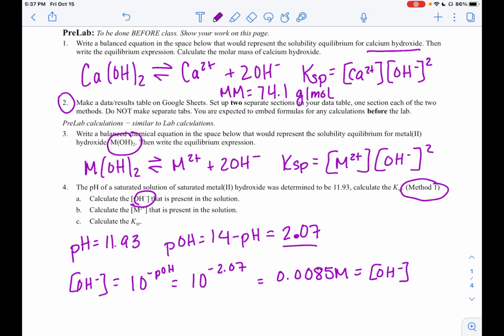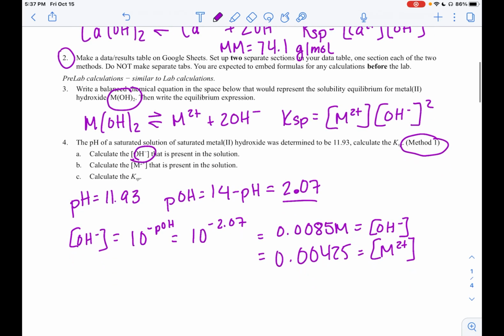Okay, so you can do a RICE box for this if you want, but I think at this point, you've probably done enough Ksp to know that if this is your Ksp expression, your OH- concentration is going to be 2S, and your M2+ is going to be S, right? So it's whatever your OH- concentration is, divided by 2. So divided by 2, that will be your M2+ concentration.